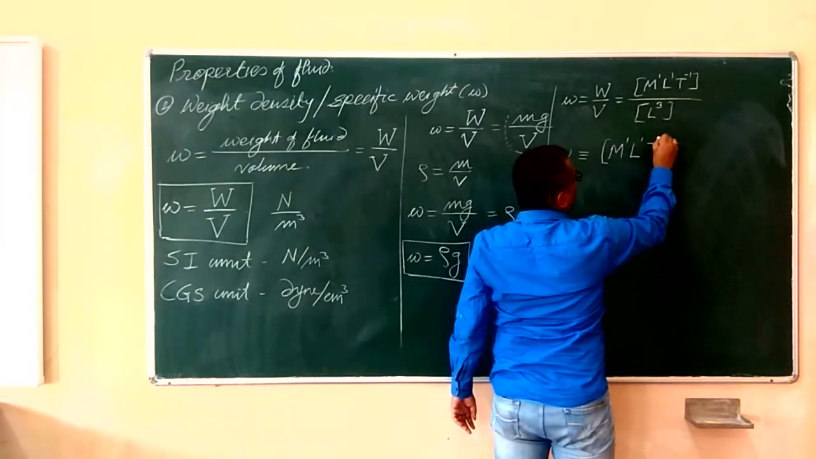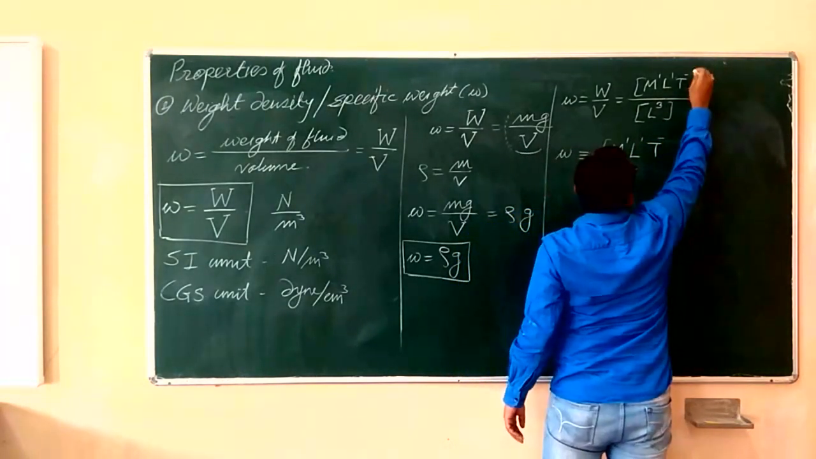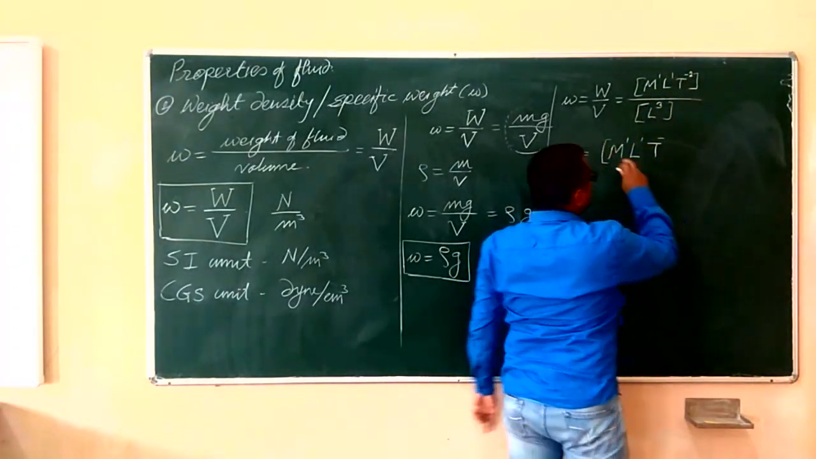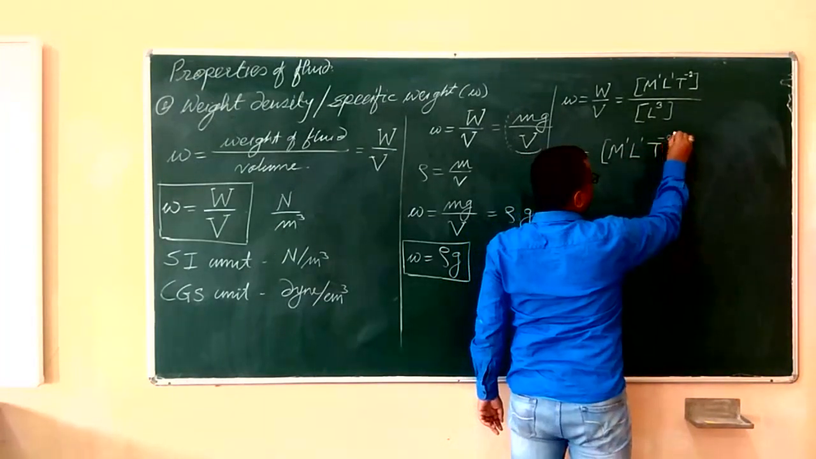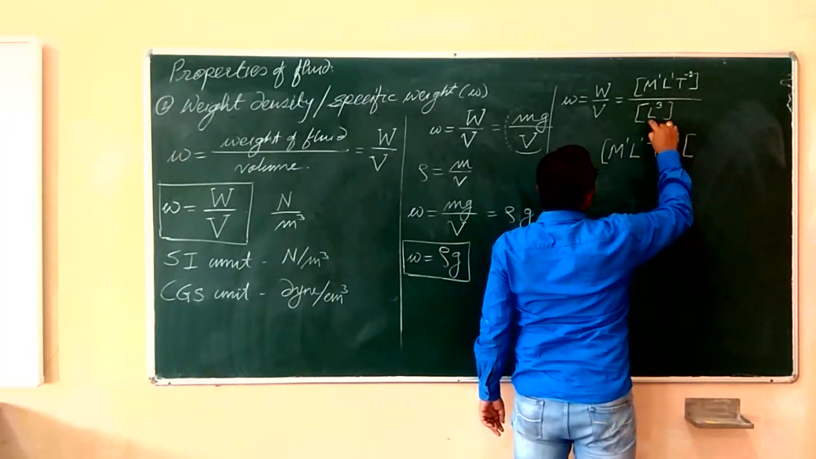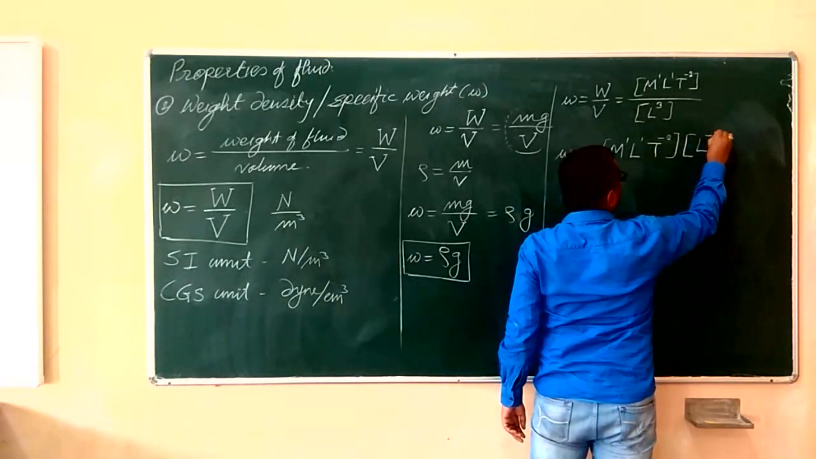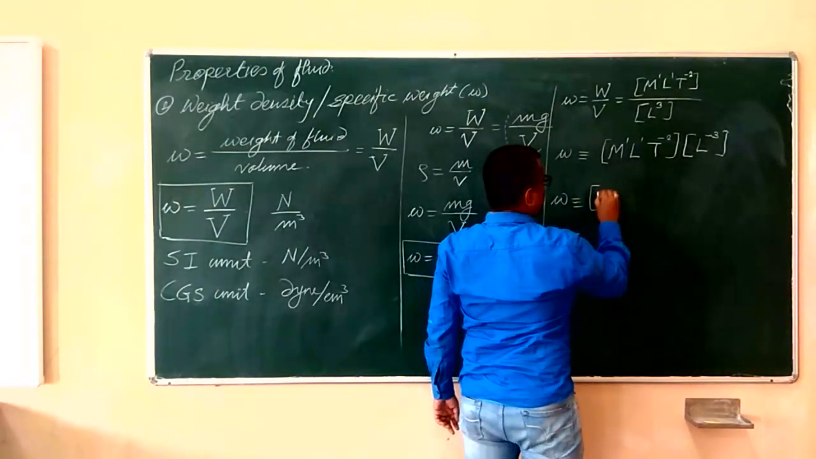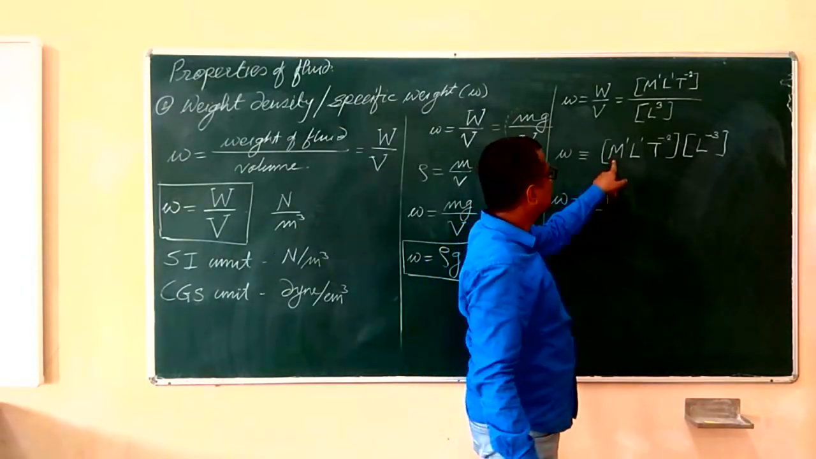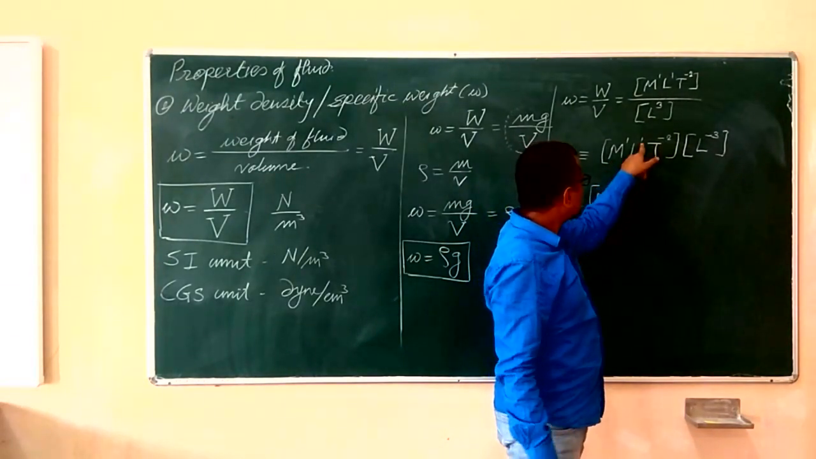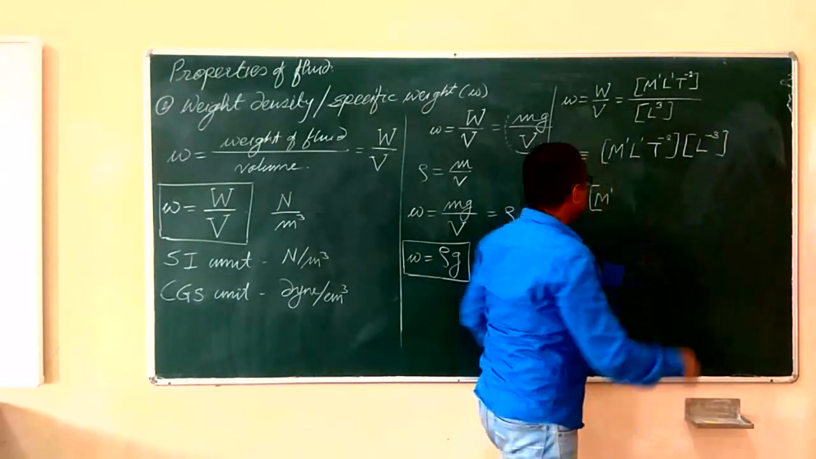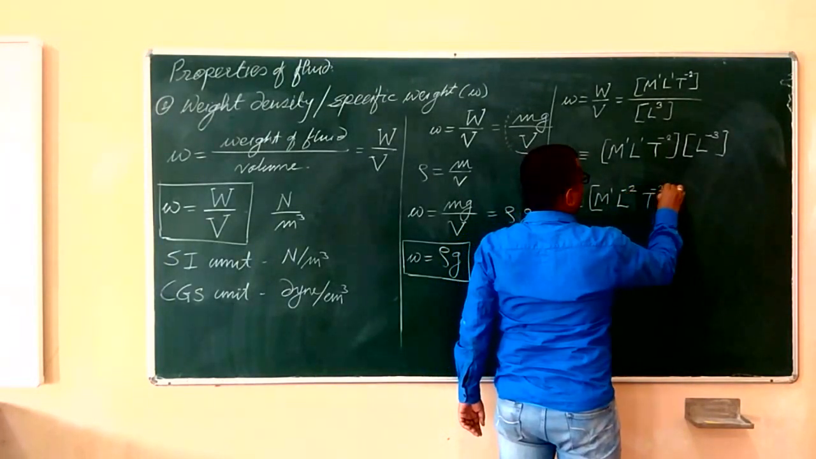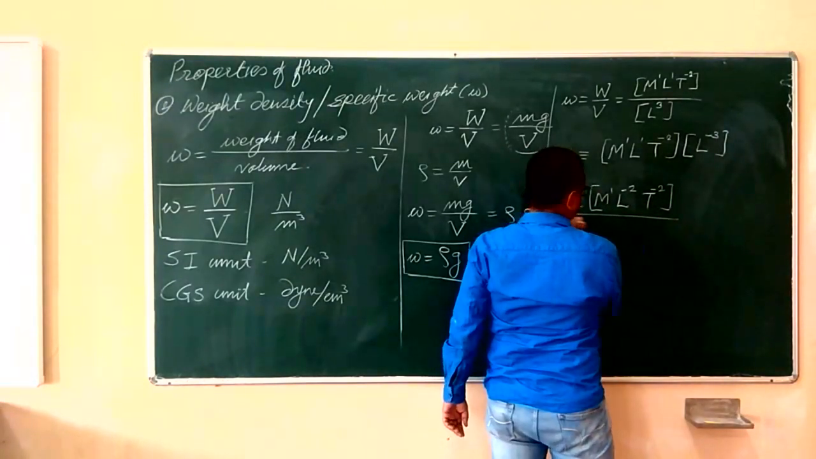Sorry, this is minus 2. The dimensions of force are M1 L1 T minus 2. Here again M1 L1 T minus 2, and the dimensions of volume when taken into the numerator will be L minus 3. So now the specific weight will have the dimensions M to the power 1 remaining as it is, since there is only one term of M. L to the power 1 into L to the power minus 3 will give rise to L to the power minus 2, T to the power minus 2 as it is. So these are the dimensions of the specific weight.